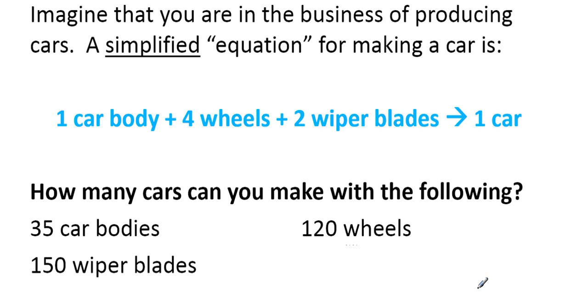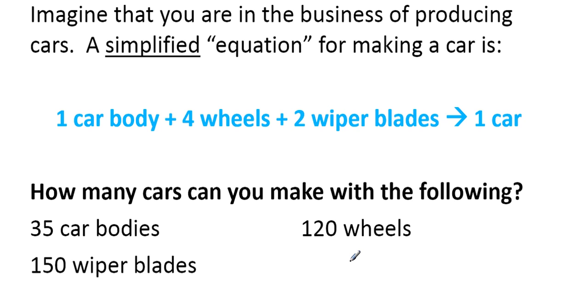So the situation is, imagine that you're in the business of producing cars. You have a simplified equation for making a car down below here in blue. One car body, 4 wheels, 2 wiper blades gives you one car. Yes, there's lots more parts missing, but we're just simplifying it for example. Let's say you have these many parts: 35 car bodies, 150 wiper blades, and 120 wheels. How many cars can you make with those 3 things?